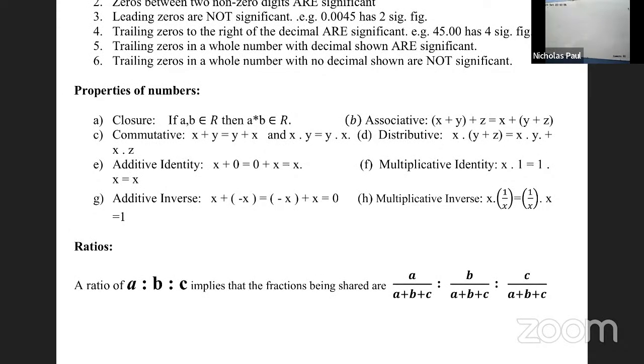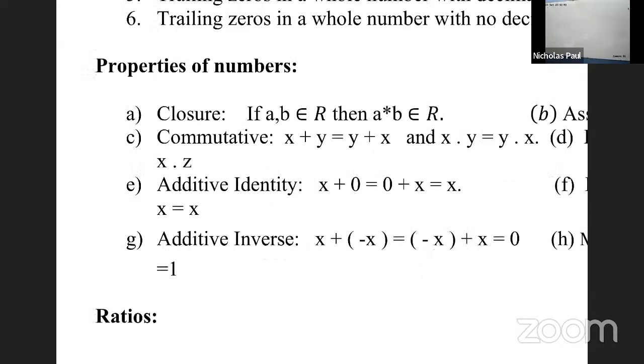Commutative. If you have x plus y, it is the same as y plus x. All it's saying is this: if I give you 2 plus 3, that gives you the same answer as 3 plus 2. Same thing with multiplication: 2 multiplied by 3 is the same as 3 multiplied by 2. So if they tell you something is commutative, it means you can switch them around and work it out.